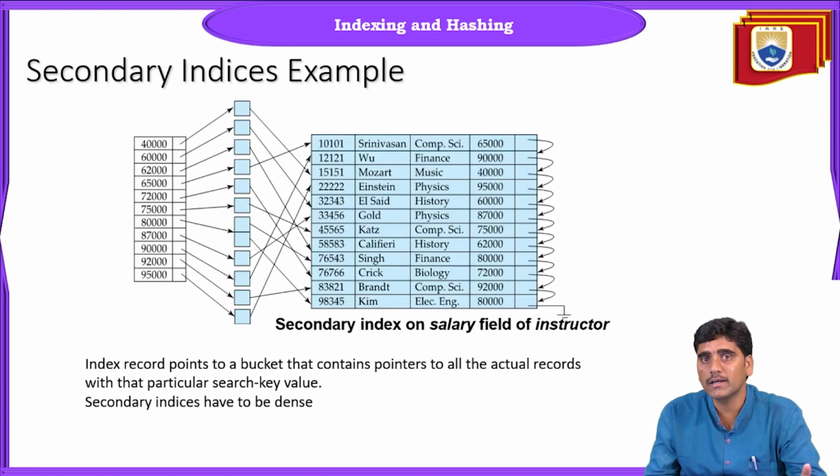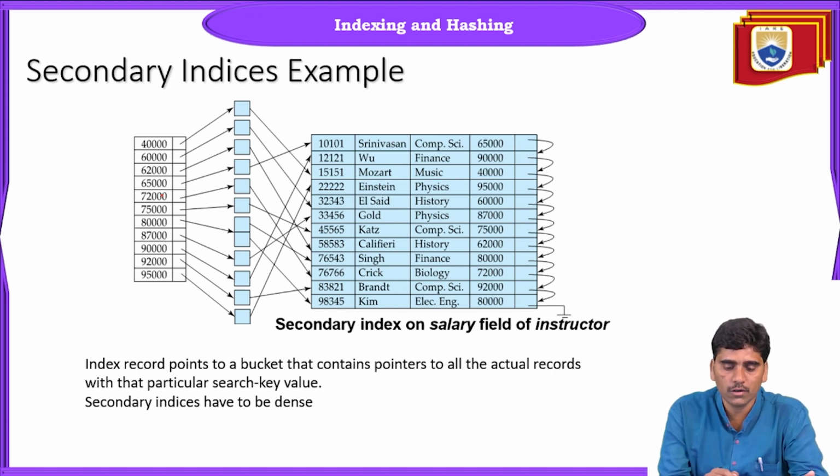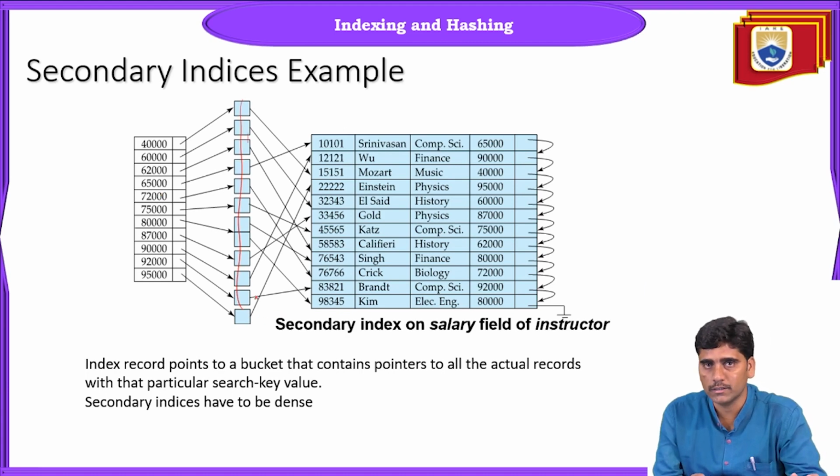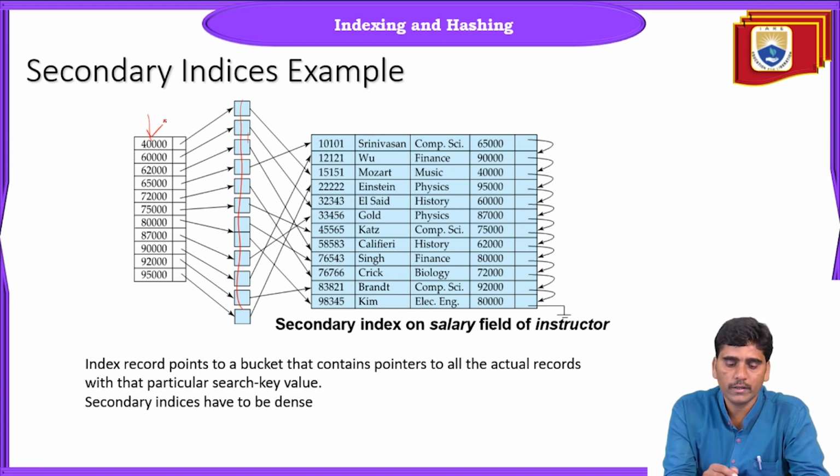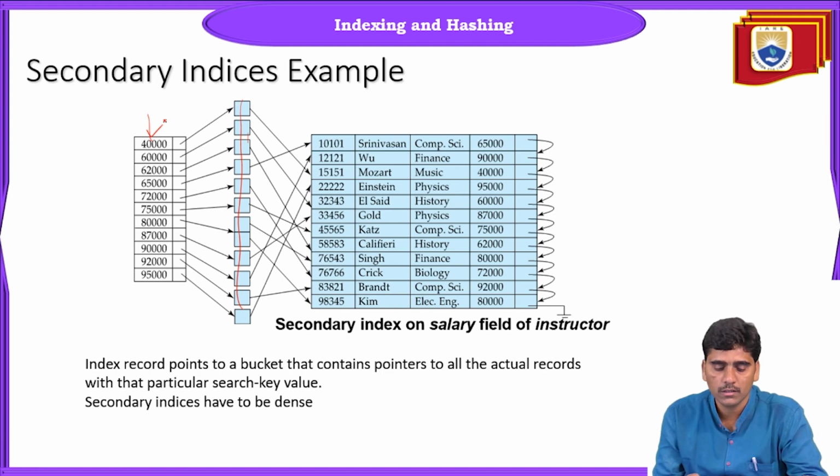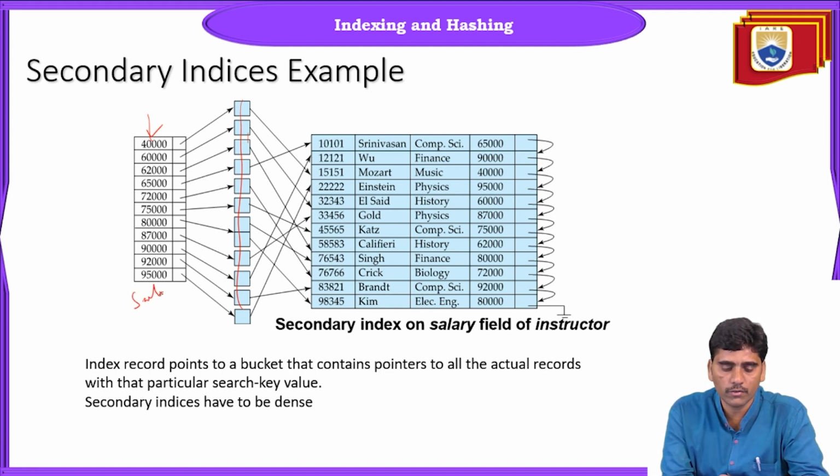Here are the secondary index examples. What is meant by secondary indices? Here these are all the salaries, and these are all the IDs. Each and every index points towards each and every record. Here we are taking the salaries as the search key values. So salaries are the search key values.